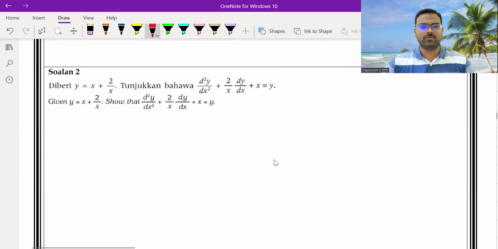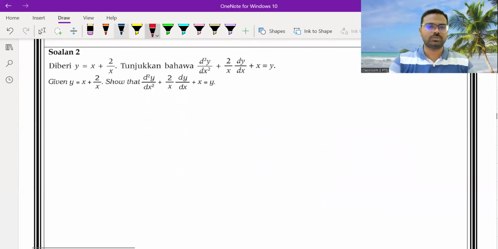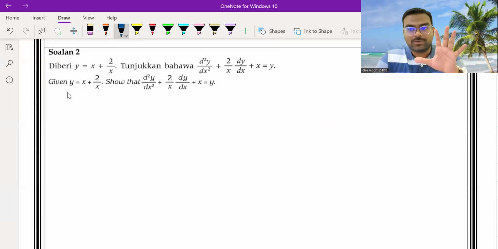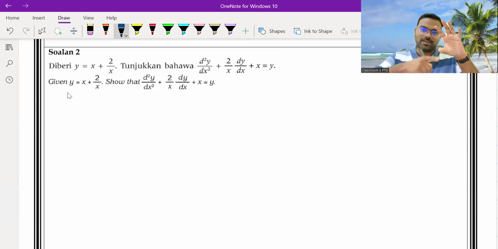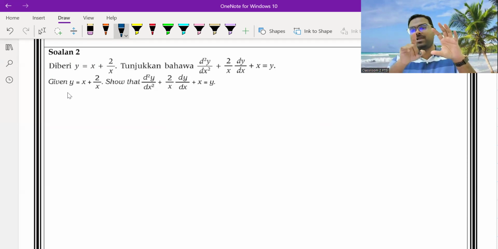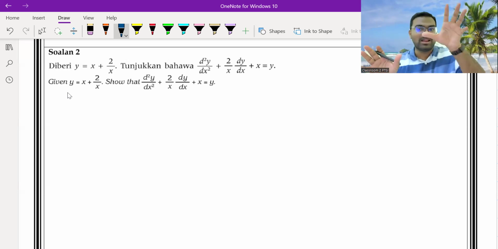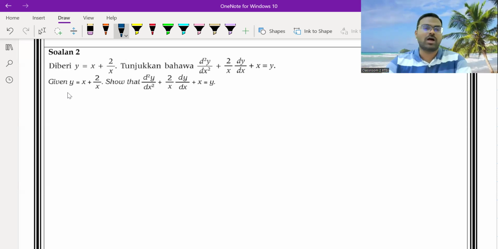Okay. Number 2. Almost same. Dia bagi dalam bentuk pecahan. Okay, we will try this one now. So kita cuba. We start from left, kita terus nak pergi ke right. Kita cuba. Tapi kalau from left terus tak sampai ke right, it's okay. What did I told you? Left hand side buka, right hand side buka.